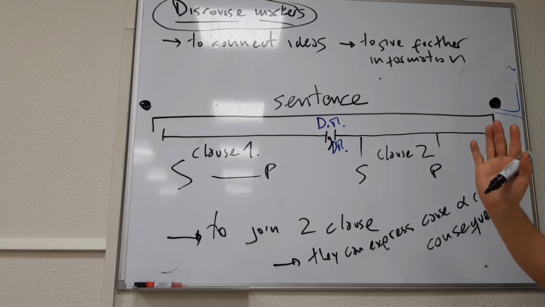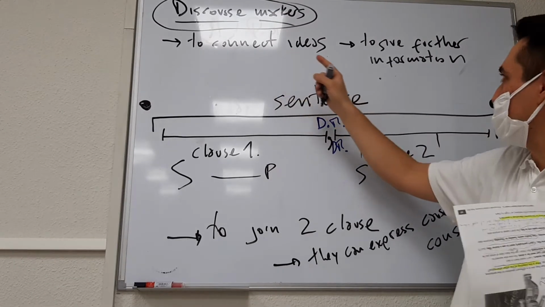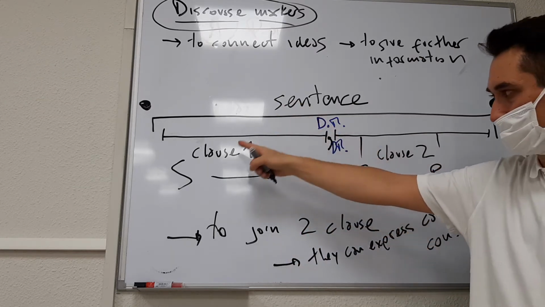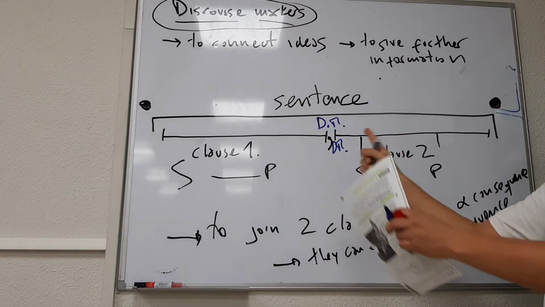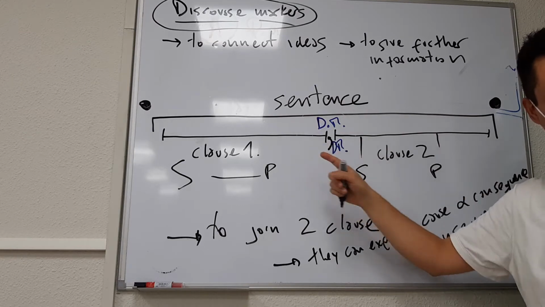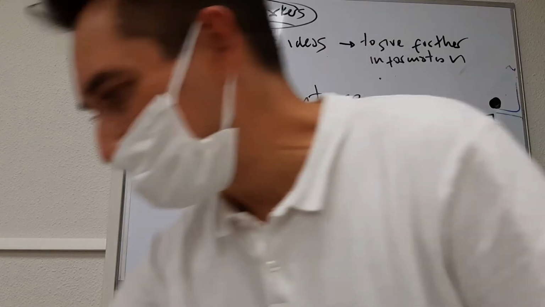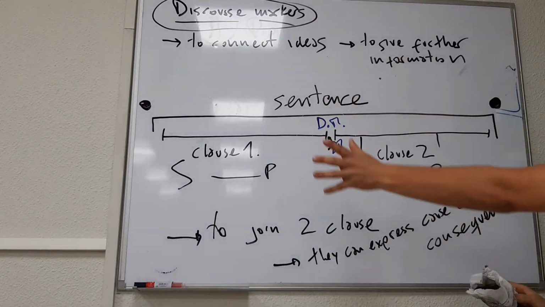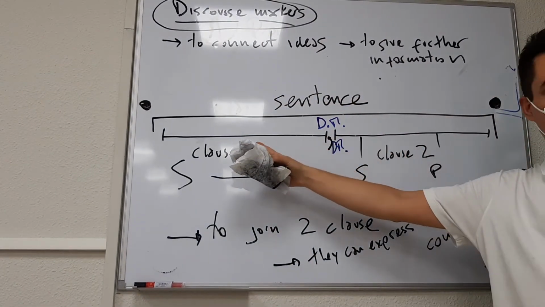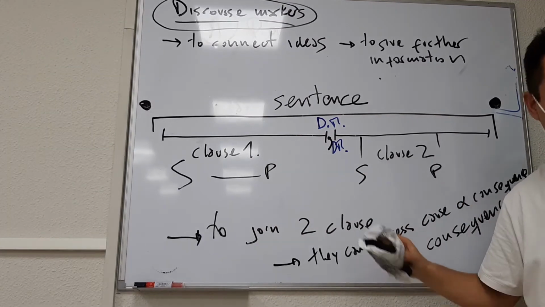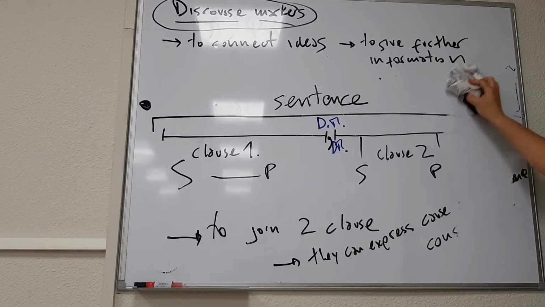So far so good? So to connect ideas, to give more information, to join the clauses, sentence, clause 1, clause 2, join them together with a discourse marker. All right? Now I'll give you examples so that you understand this a little bit more. But I think this graph is quite useful for you. If I were you, I would write it down. If I were in your shoes.